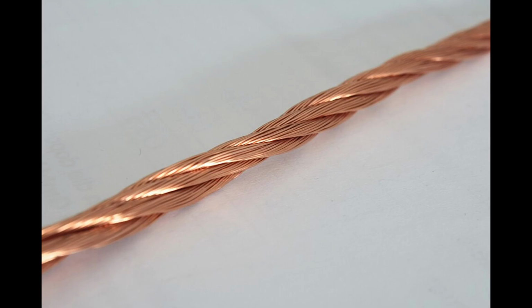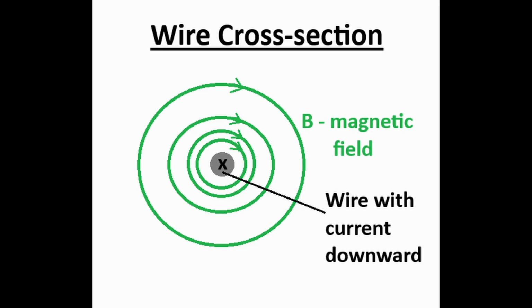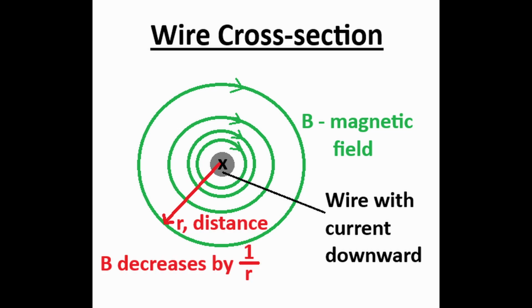A current-carrying wire also produces its own magnetic field due to the presence of moving electrons. We can visualize the magnetic field by using field lines in a diagram. Here, the magnetic field lines take the form of concentric circles. The field strength decreases as 1/r as the distance from the wire increases. The strength of the magnetic field is also directly proportional to the size of the current in the wire.